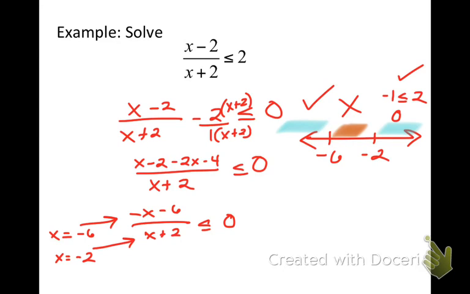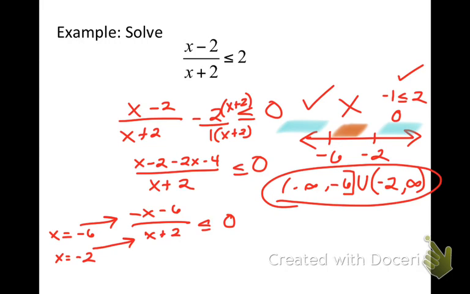So if it's true for the outers, what's my solution going to be? Left interval is what? Negative infinity to negative 6. Is that going to be a parenthesis or a bracket? And it's going to be a bracket because the original inequality sign has an equals to. Union, parenthesis or bracket at negative 2. That's going to be a parenthesis because that's your denominator, 0, negative 2 to infinity. Okay?